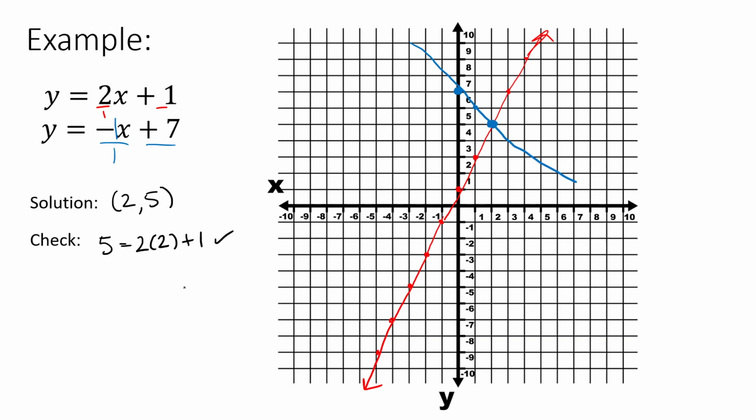Yeah, we can see that that's going to be 4 plus 1. Does 5 equal negative 1 times 2 plus 7? Yeah, right, that's going to be negative 2 plus 7, so we see that's going to check out. And that's it.